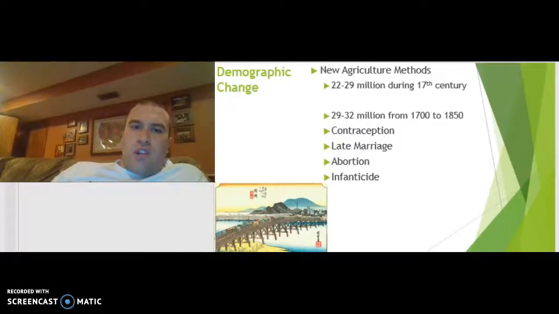Main two reasons are contraceptives and people getting married late. You see actually a lot of characteristics similar to what the United States has with contraceptives and people getting married later. The contraceptive method was they thinned rice shoots. Abortion and infanticide were part of it as well, although that was very rare. The infanticide was the killing of babies under the age of 1.